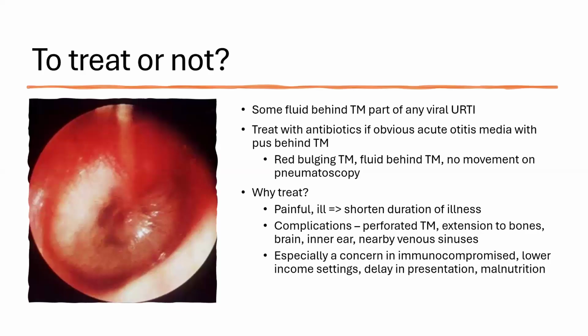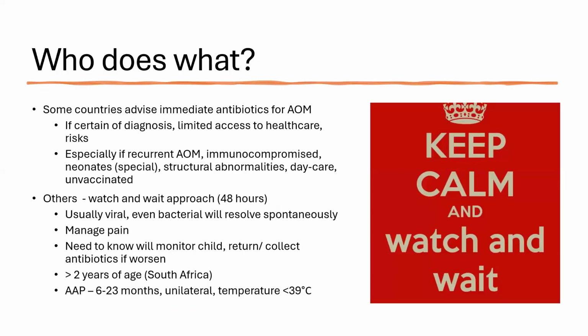And especially in our setting, in the state sector, we aren't sure if a patient can come back quickly enough, and we don't want the complications of extension to the nearby vital structures. And we're obviously especially concerned if they're immunocompromised, in lower income settings, and with malnutrition. So some countries advise immediate antibiotics, especially if you're certain of the diagnosis and there's limited access to healthcare or risks of complications. You would treat immediately, especially if it's recurrent, and certainly if they're neonates, but be aware neonates need more investigation and consideration.